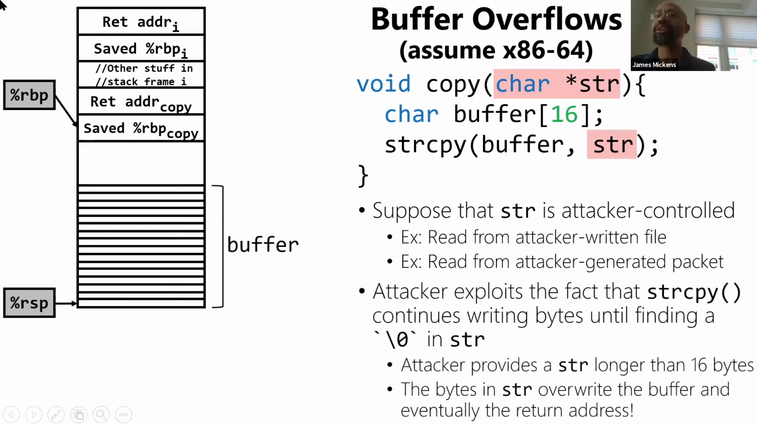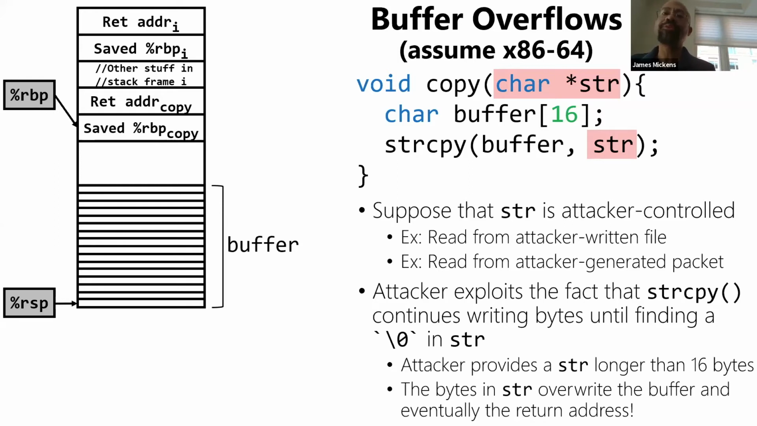What the attacker can do is leverage the fact that strcpy is going to continue writing bytes until finding a null character in str. Since the attacker controls str, the attacker can just provide a str that is longer than 16 bytes, longer than the destination buffer that is the local variable for copy. So what does this mean? This means that the bytes in str will overwrite the buffer, continue to overwrite stuff on the stack, and then eventually overwrite the return address on the stack.